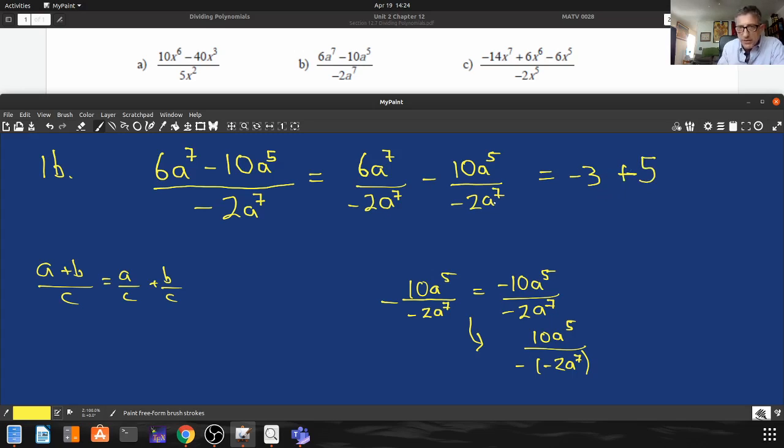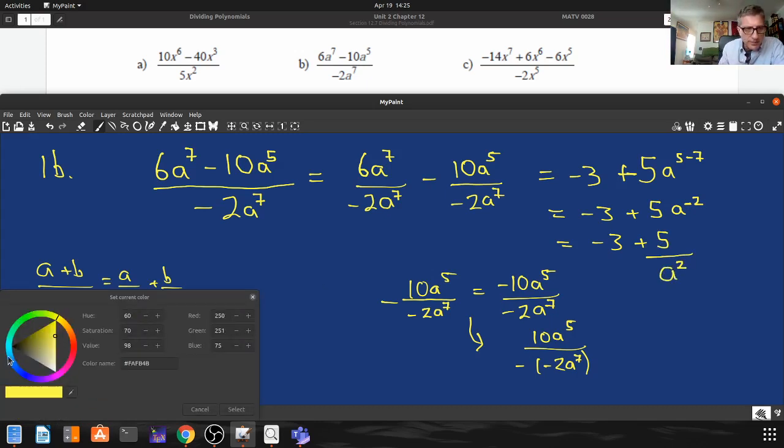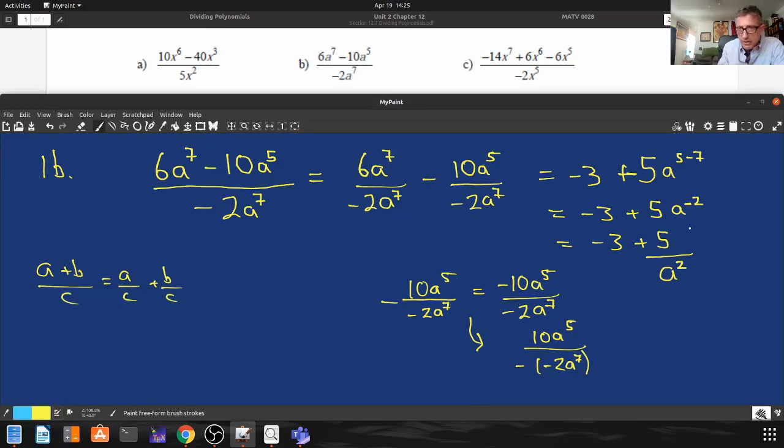A to the 5th over a to the 7th is a to the 5 minus 7. So simplified, this is minus 3 plus 5. We want our variables, our exponents, to be positive. And to make a to the minus 2 positive, I put it on the other side of the division line. And that's our final result.